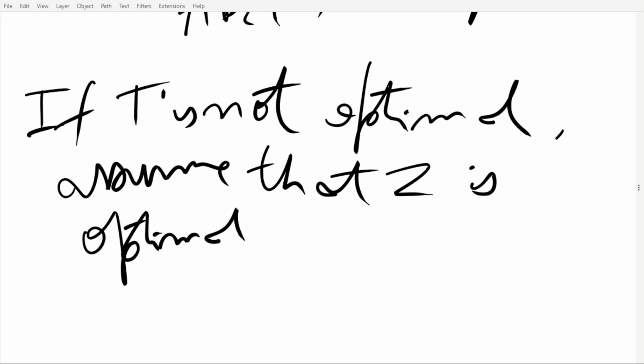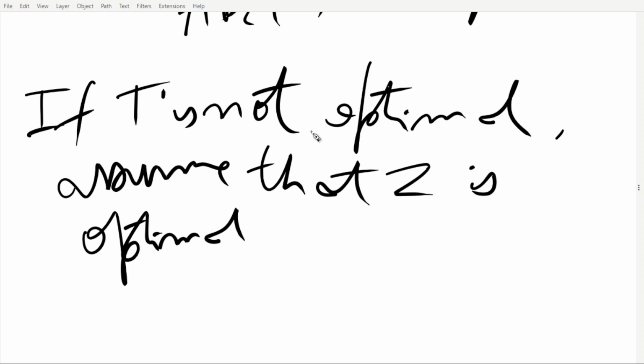Assume that Z is optimal. Just remember the property of optimal subtree: if we consider the two sibling leaf nodes having the largest possible depth, they should be of minimum frequency.